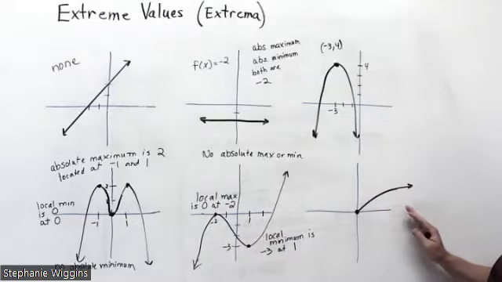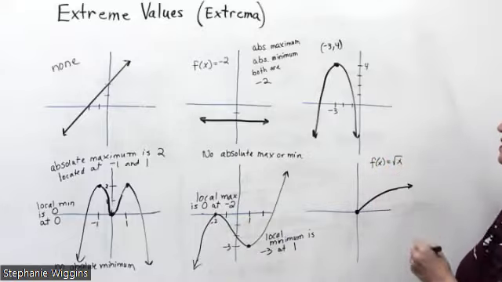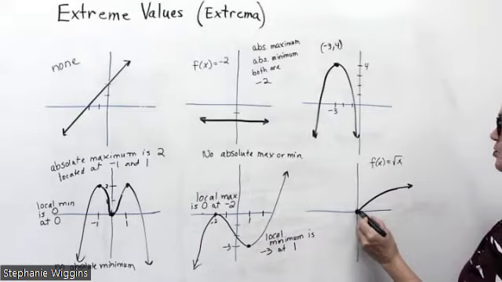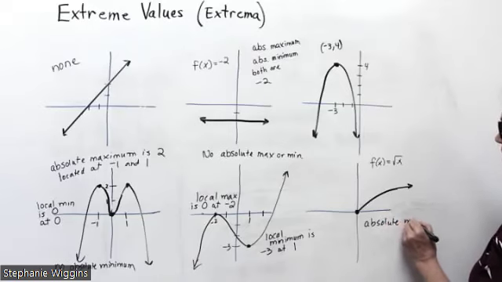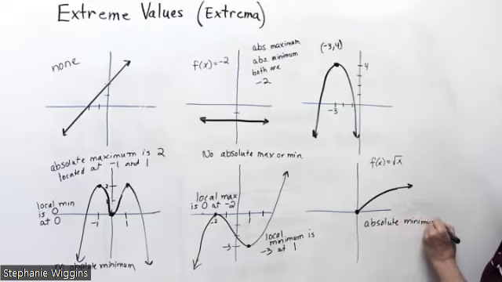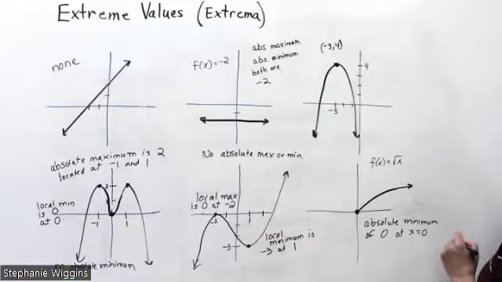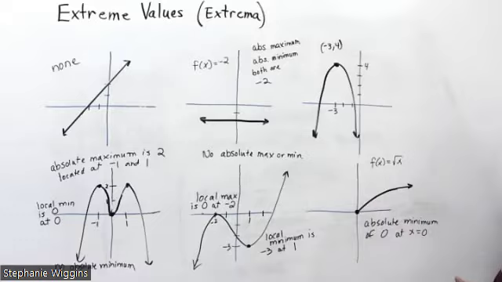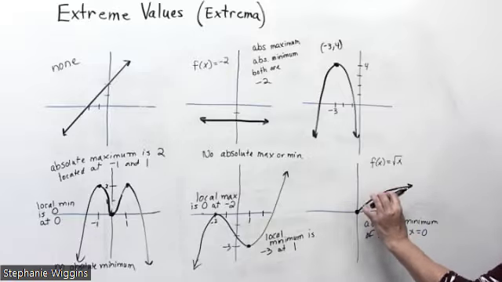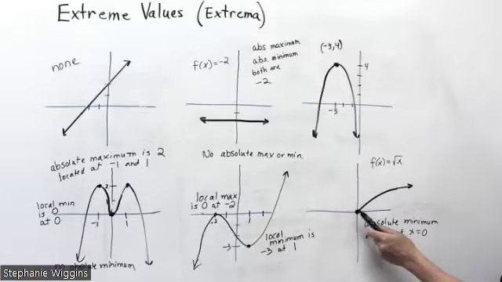And then finally here, we have the square root function. This is f of x equals the square root of x. The absolute minimum occurs at the origin. So absolute minimum of 0 at x equals 0. And it has no absolute maximum, because it looks like it's leveling off, but it does go up forever. So no absolute maximum, but a minimum here.